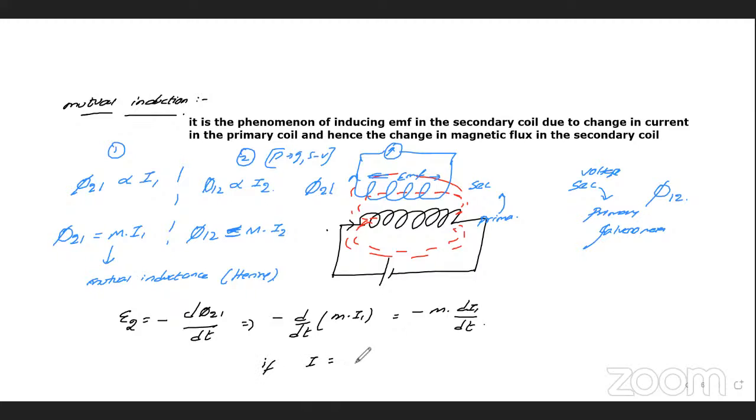Now in this case, suppose the current I is equal to 1 amp. Then the flux phi 2 1 is directly proportional to the mutual inductance. And similarly, if dI1 by dt, the rate of change of current, is 1 amp per second, then the EMF will be your mutual inductance M. So these are your small cases. Please take it down.